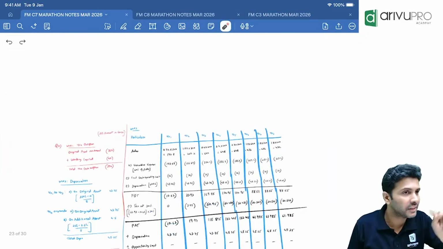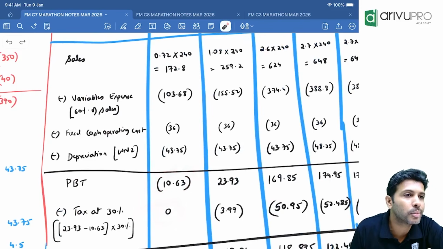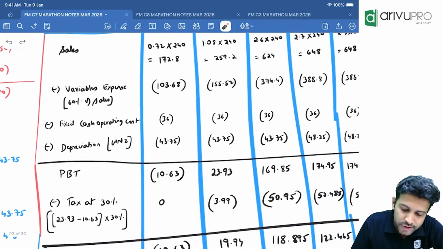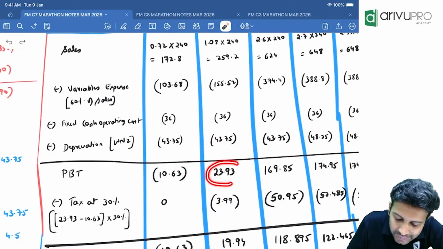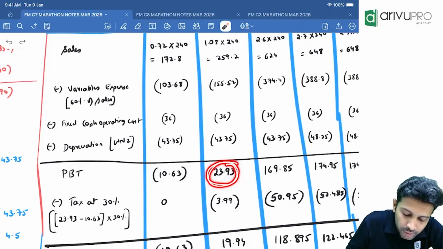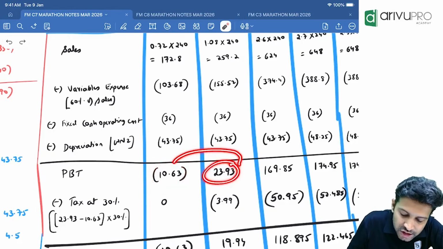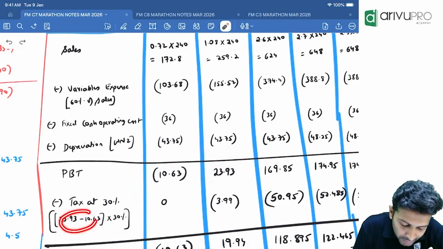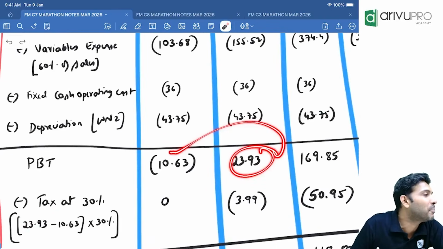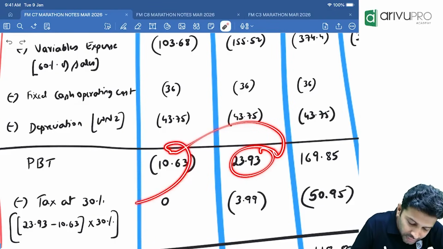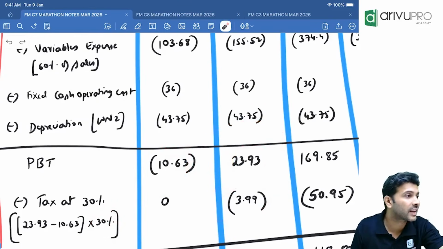When they use this sentence, the year you get a loss, that year you make the tax to be 0. Now, this loss you can carry and adjust for how many years? 2 years. Next year, you will not pay tax on 23.93. Whatever loss you made, first you will adjust. From 23.93, adjust the loss of 10.63. 23.93 minus 10.63, you do. You'll get some profit. On that you calculate 30% tax. Got it? This is your carry forward option.